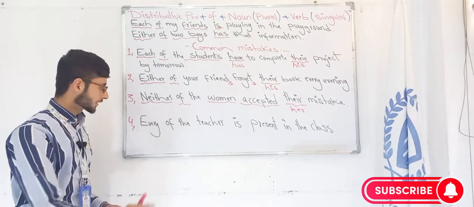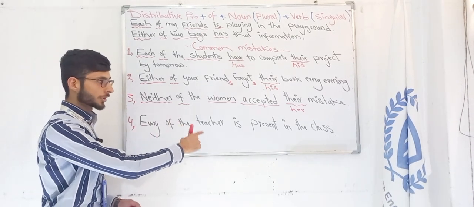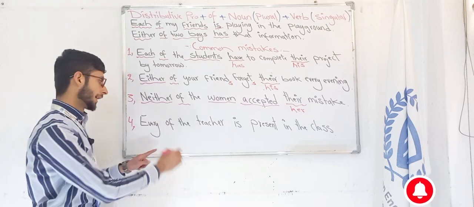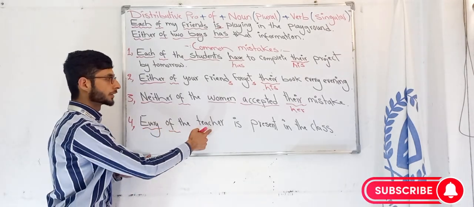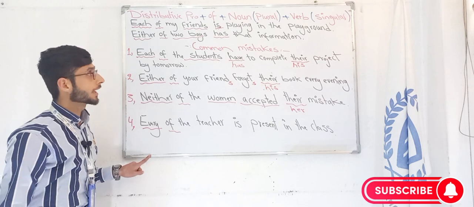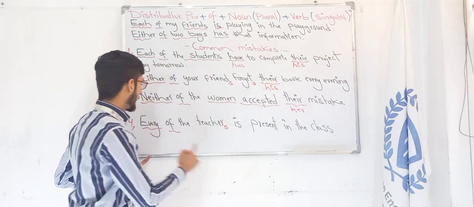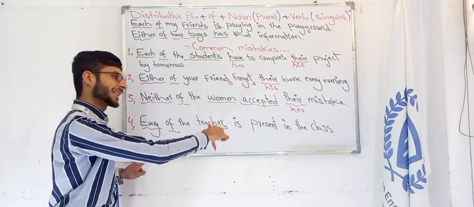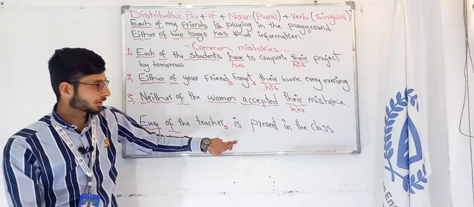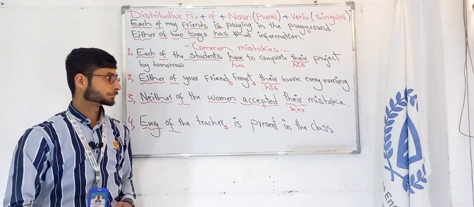Next one, fourth sentence: Every of the teacher is present in the class. Again, we have every of teacher. Is it a noun? Yeah, it is a noun, but it is in singular form. We should change it to plural. Every of the teachers is present. Yes, the verb is singular, is present in the class.